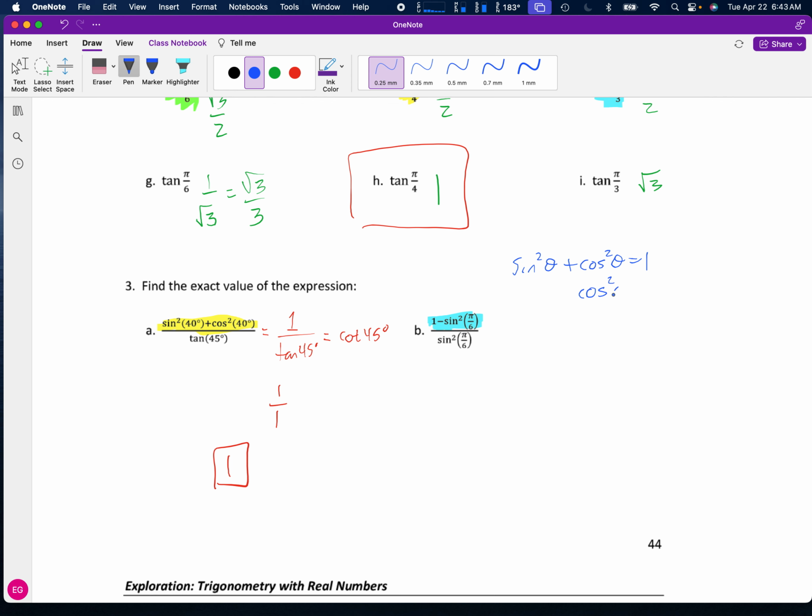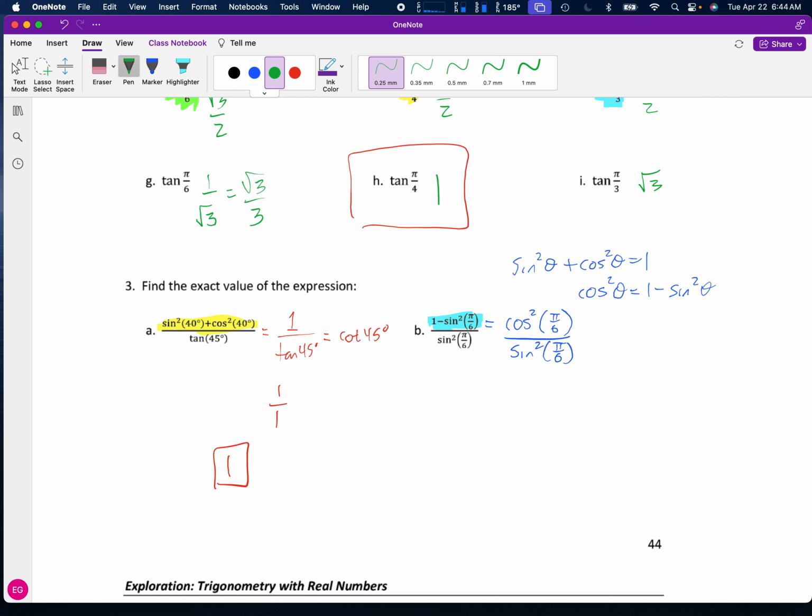Well, if I just move that sine squared to the other side by subtracting it, I get that cosine squared theta will equal 1 minus sine squared theta. And that's actually what I have right here. So I can rewrite this as cosine squared of that same angle, pi over 6, and then it's over the sine squared of pi over 6.